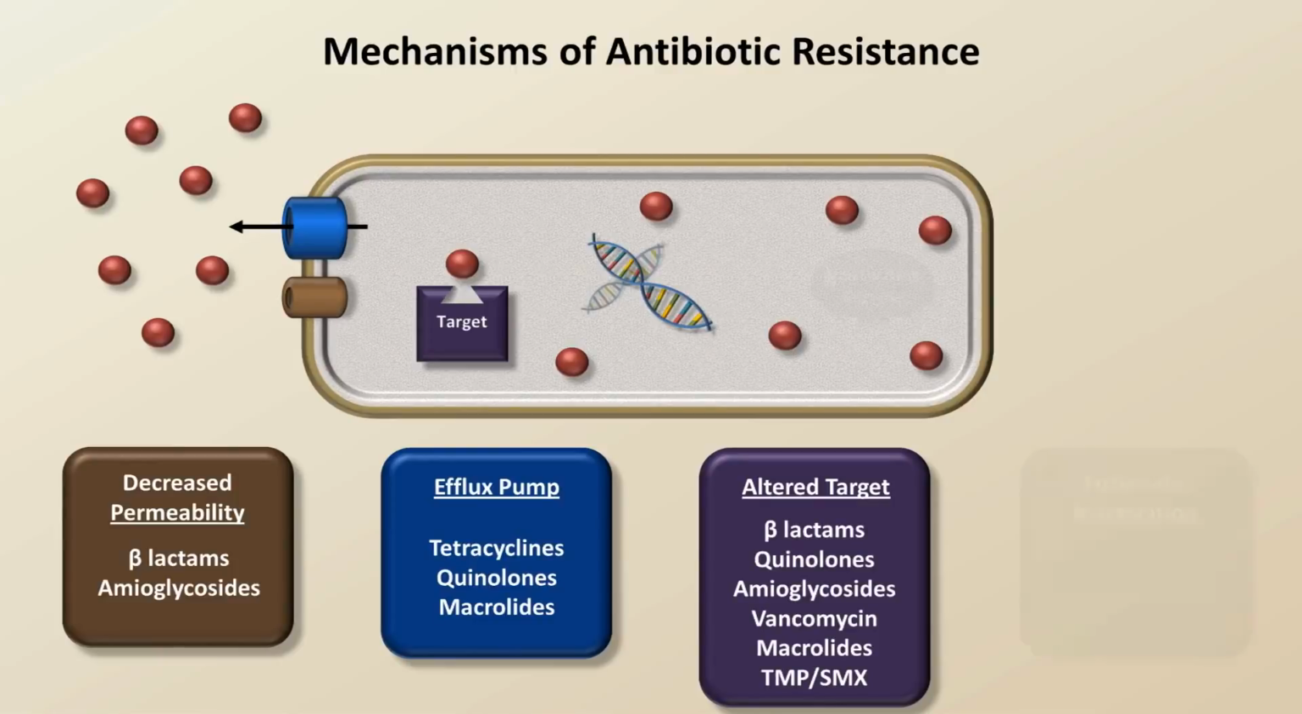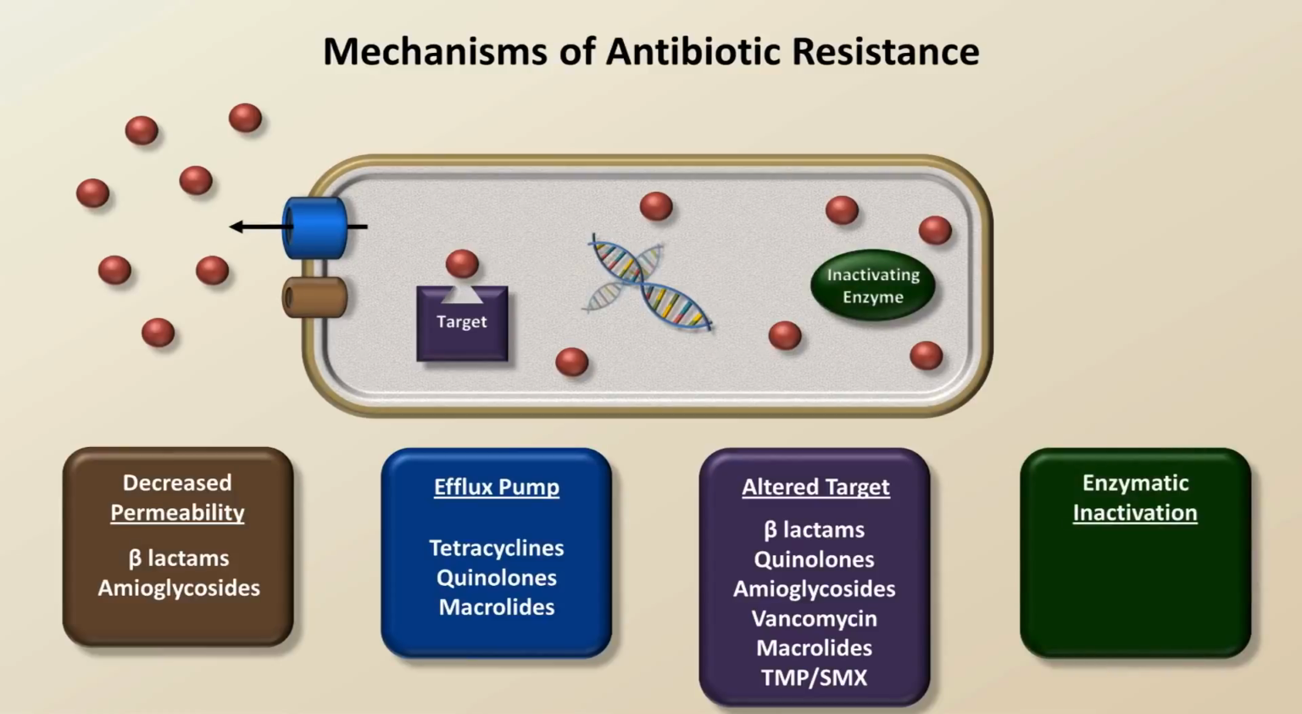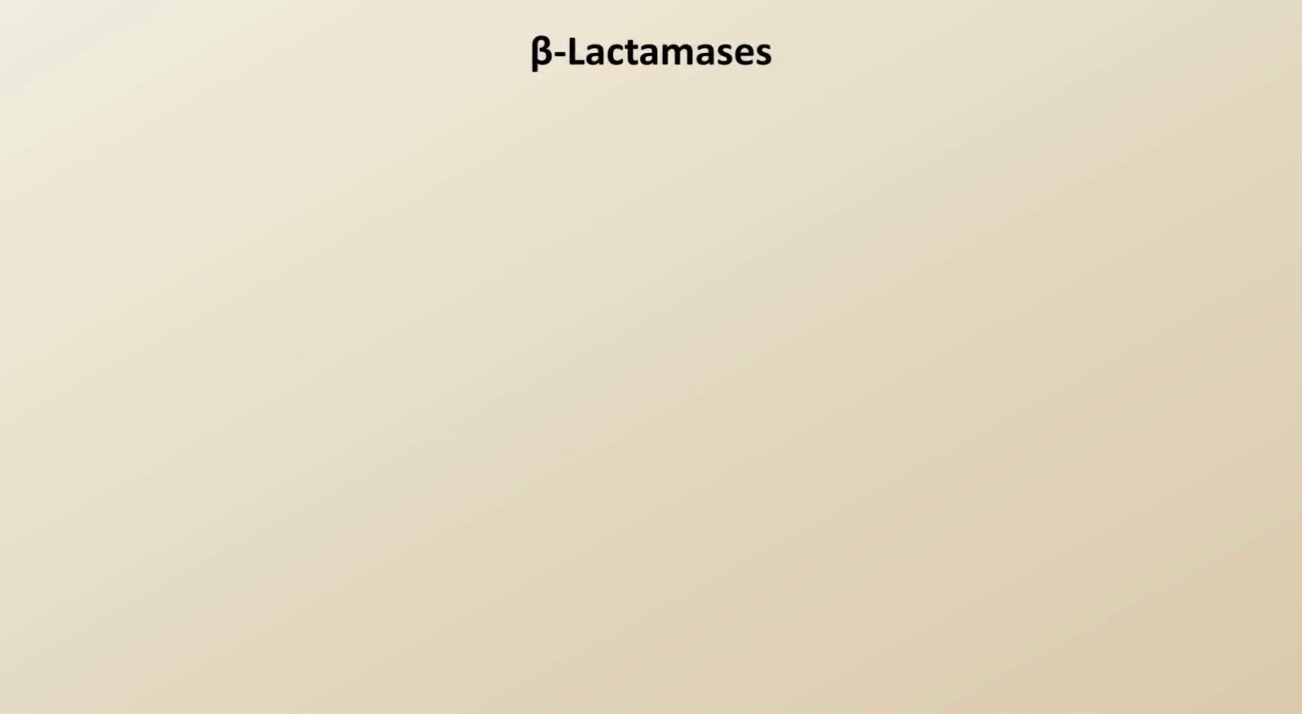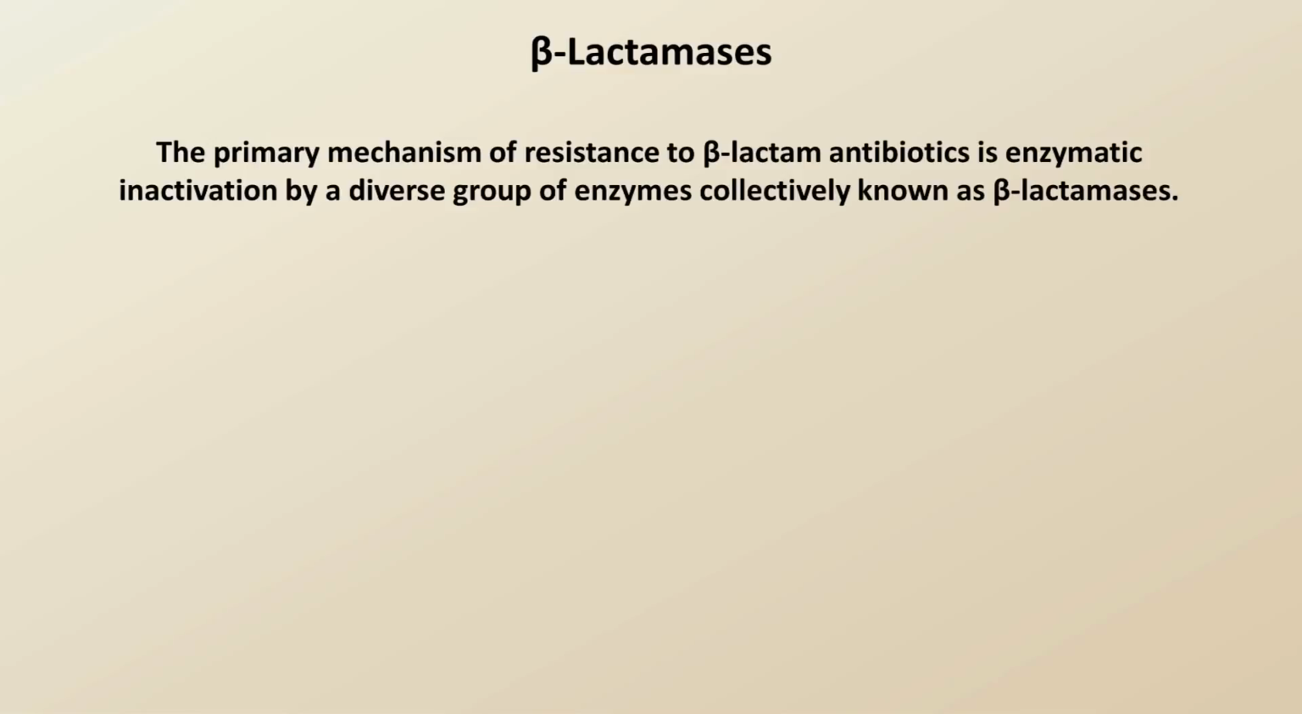Finally, the resistant bacteria can produce a new enzyme that inactivates the antibiotic through either cleavage and subsequent drug destruction, or a simple modification which prevents it from binding to its target. The primary mechanism of resistance to beta-lactam antibiotics is enzymatic inactivation by a diverse group of enzymes collectively called beta-lactamases. It is suspected that they originally evolved to combat naturally occurring penicillins prior to the discovery of antibiotics. Supporting this theory, they were first described in 1940, before penicillin had even entered into widespread clinical use.